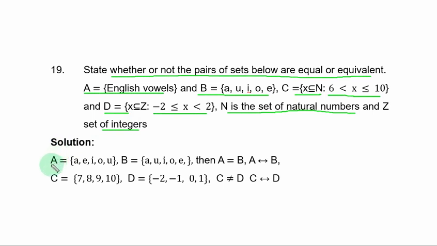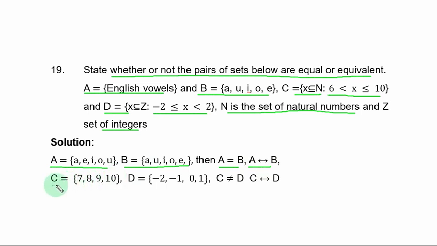Solution: set A is the set of English vowels. You have A, E, I, O, U, and set B equal to this. If you check both sets, they are equal because the elements are identical, and they are equivalent because they have the same numbers of elements.